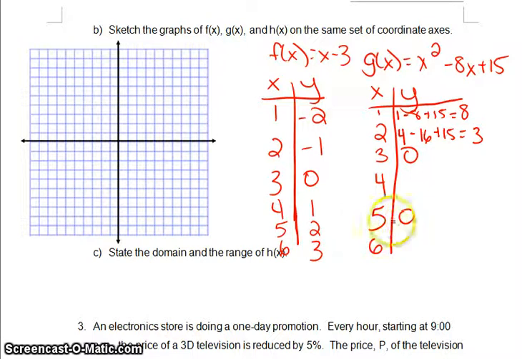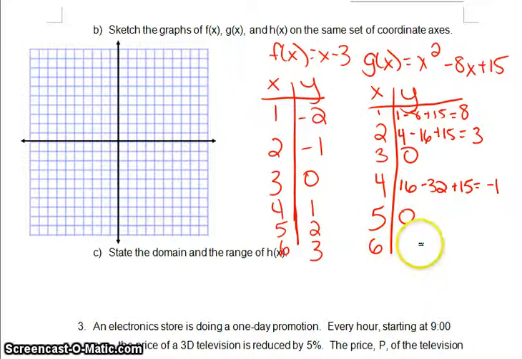3 and 5 we already know to be 0, so let's move on over to x is equal to 4. So there we have 4 squared, which is 16. Negative 8 times 4 is negative 32, so subtract 32. Plus 15 is equal to, and depending on how you guys want to do this, 16 minus 32 is negative 16. Plus 15 is negative 1.